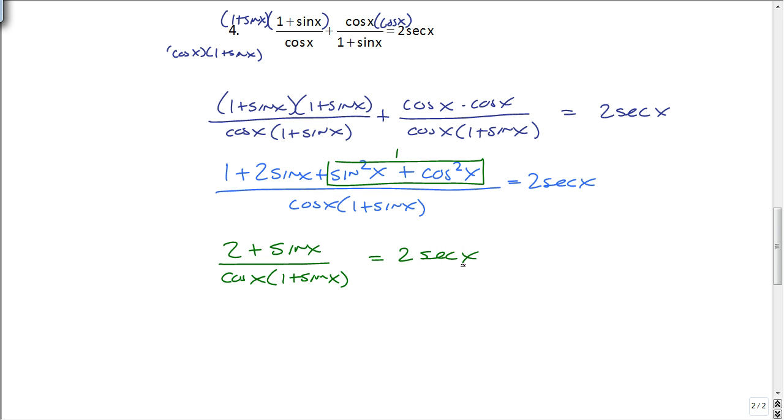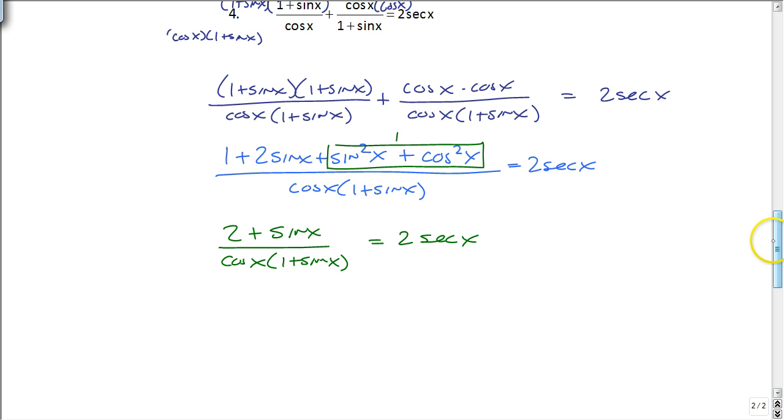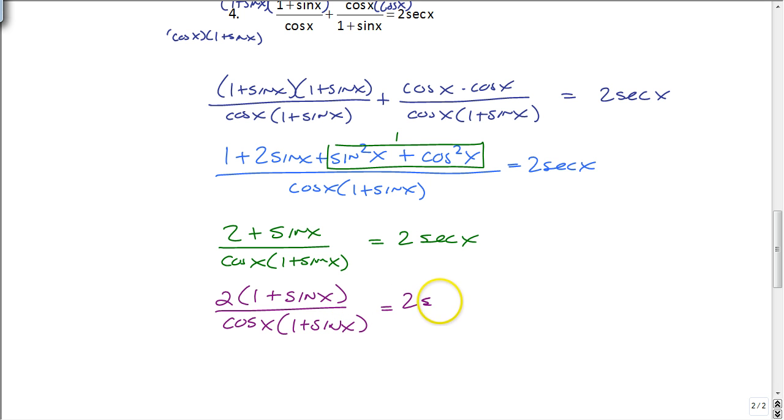Now from here, what you're going to want to do is factor out a GCF of 2. So we can factor a 2 out of here. That's going to give us 2 times 1 plus sine x all over cosine x times 1 plus sine x. That's equal to 2 secant x. Yep, these guys right here are going to cancel. That'll leave us with 2 over cosine x is equal to 2 times secant x.